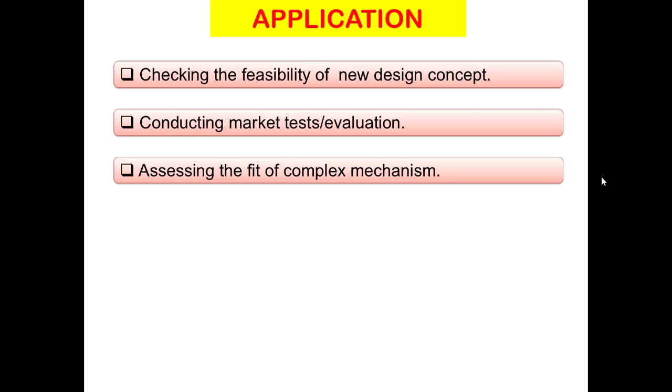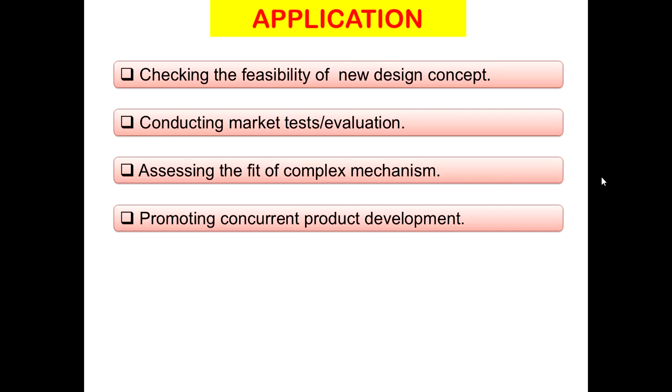fitting of the two parts, and this fit of the parts in the complex mechanism or the assembly can be checked with the help of the parts which are manufactured with the help of rapid prototyping. And one can get the idea whether you have to change the manufacturing or you have to change the design as per your requirement in the assembly to get the required fit.